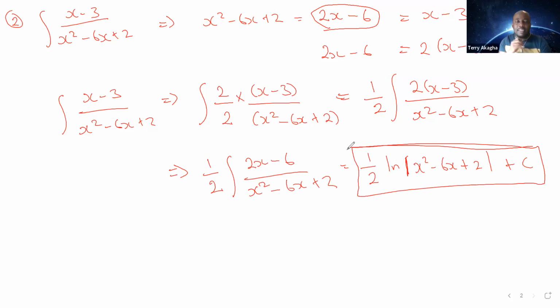The only difference here is that we're going to multiply by a factor or divide by a factor depending on the case you find yourself, such that when you differentiate the denominator, it's going to give you the numerator. Is that okay? All right. Let me pick one more example. Maybe that'll be the last one for this video, so it's going to be more than 10 minutes.